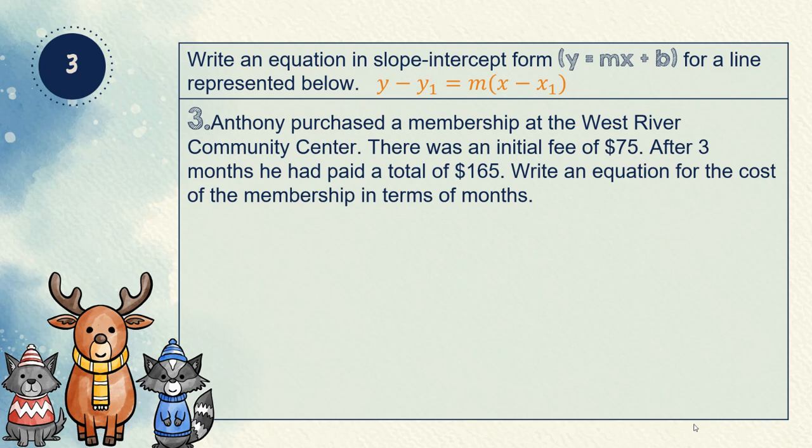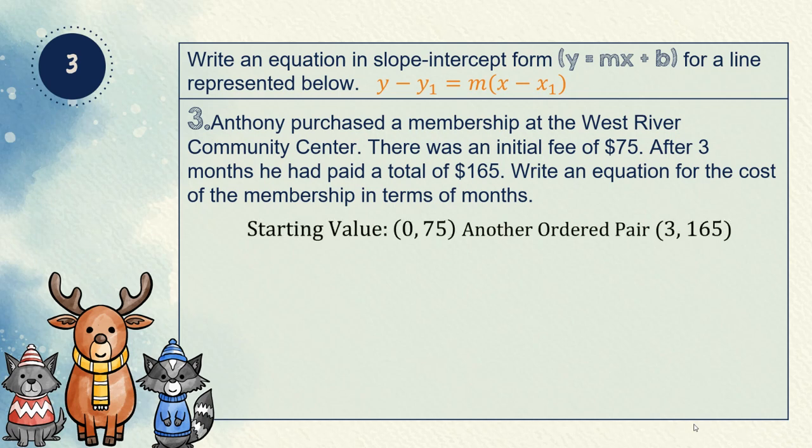Number 3, Anthony purchased a membership at the West River Community Center. There was an initial fee of $75. After 3 months, he had paid a total of $165. Write an equation for the cost of the membership in terms of months.